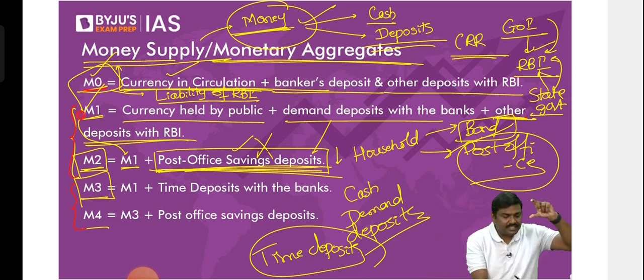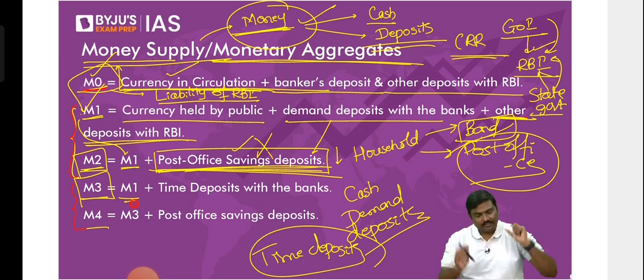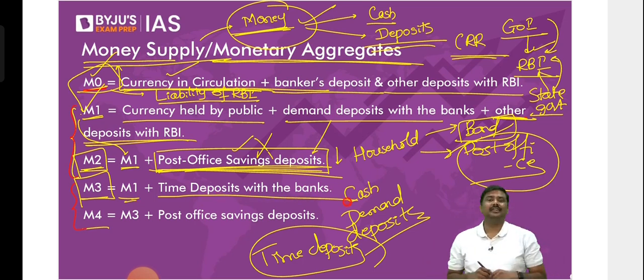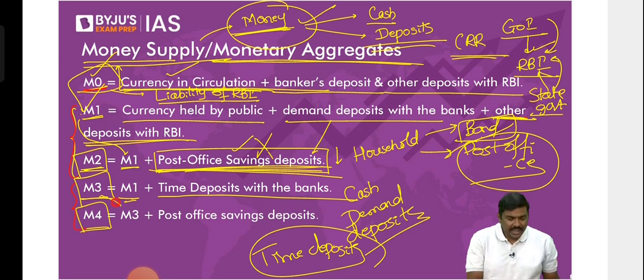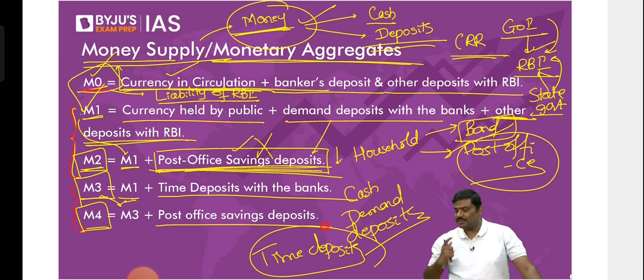So M1 as it is you take. To the M1 you add time deposits that are there in the banking sector. And finally M4. Take M3 and to this add post office savings deposit.